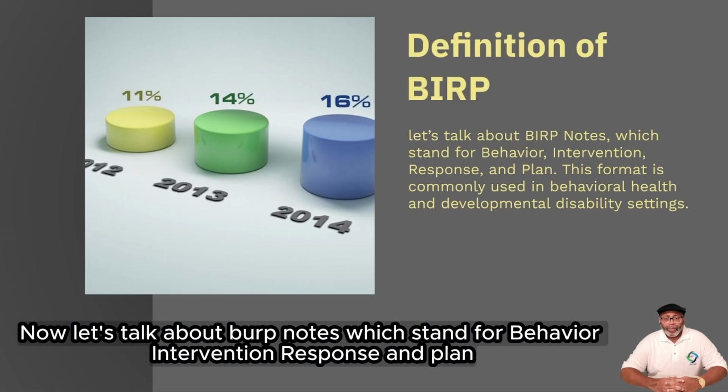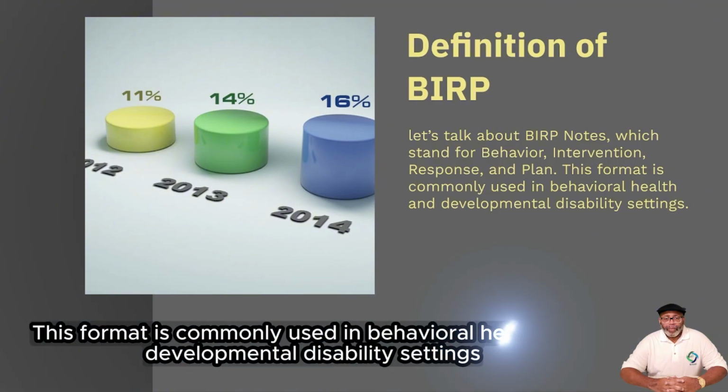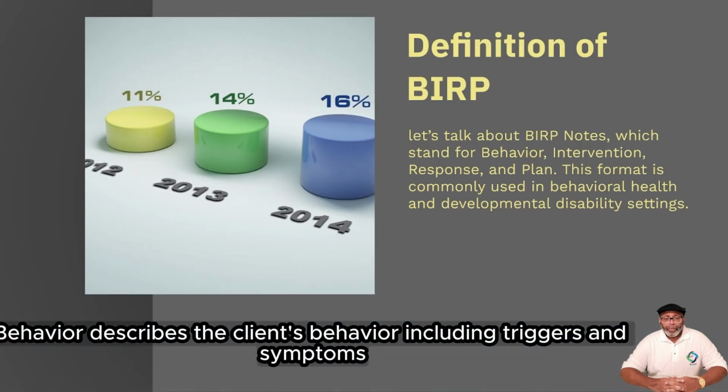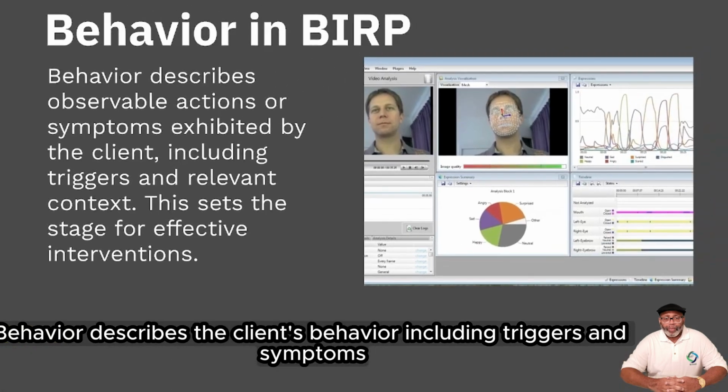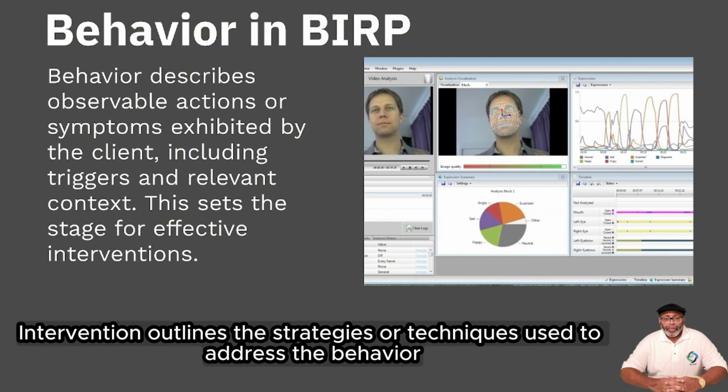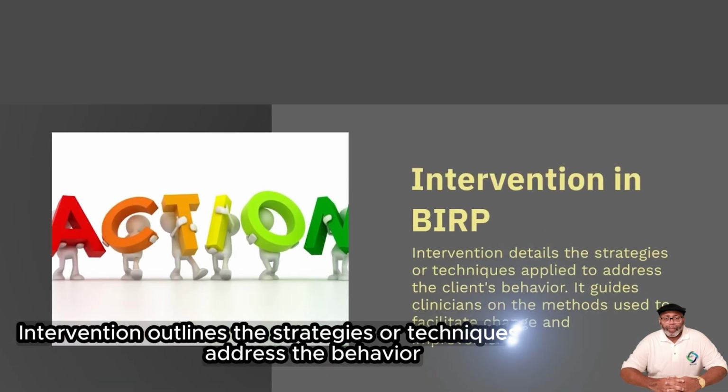Now, let's talk about BURP notes, which stand for Behavior, Intervention, Response, and Plan. This format is commonly used in behavioral health and developmental disability settings. Behavior describes the client's behavior, including triggers and symptoms. Intervention outlines the strategies or techniques used to address the behavior.